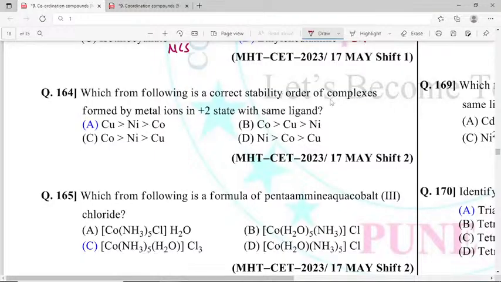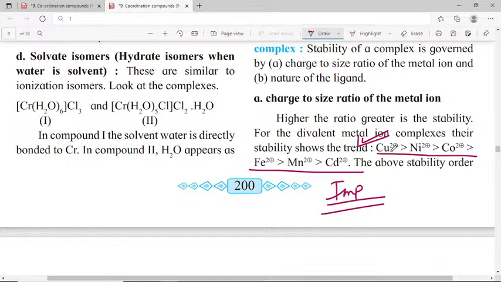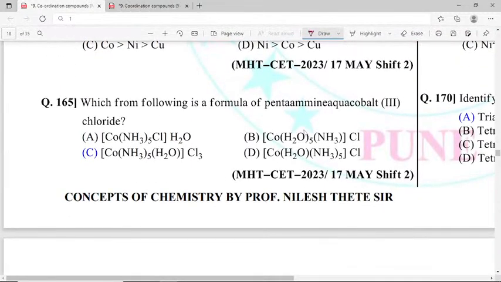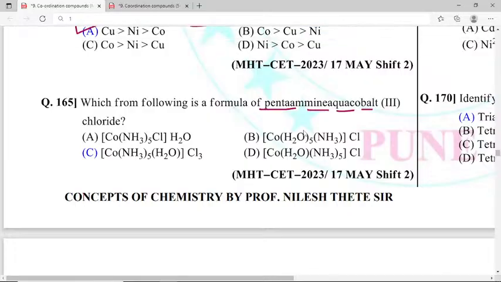Which from following is the correct stability order of complex plus 2 oxidation state? Same ligand. Copper, nickel, cobalt. Same question asked from this line. Copper, nickel, cobalt, iron, manganese, cadmium. Higher the ratio, greater is the stability. Which from following is the formula of pentaamine aqua cobalt? Penta stands for 5, aqua water, chloride.